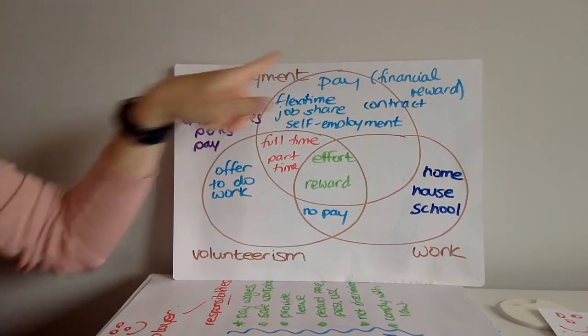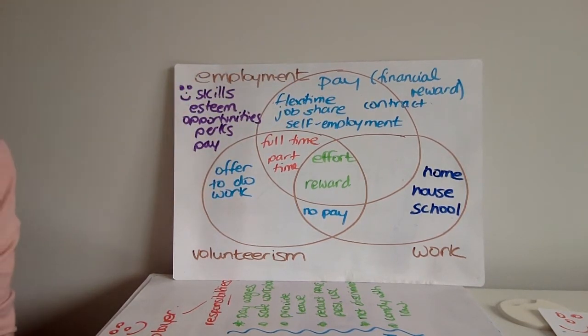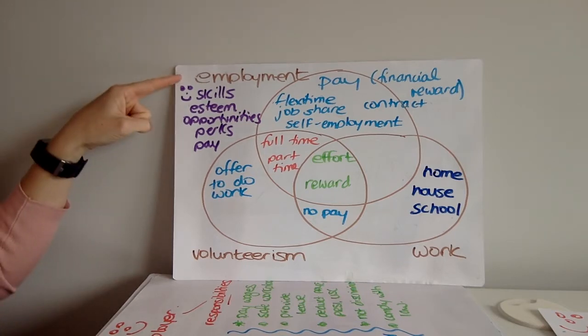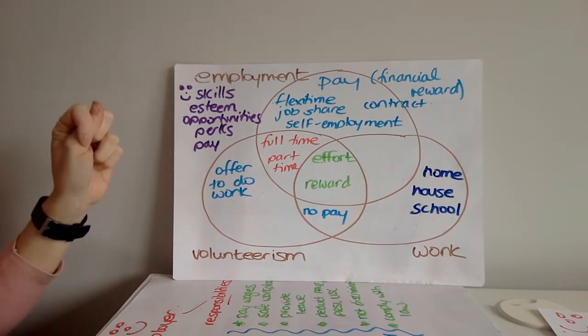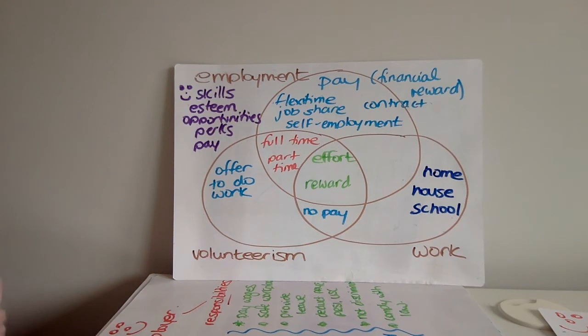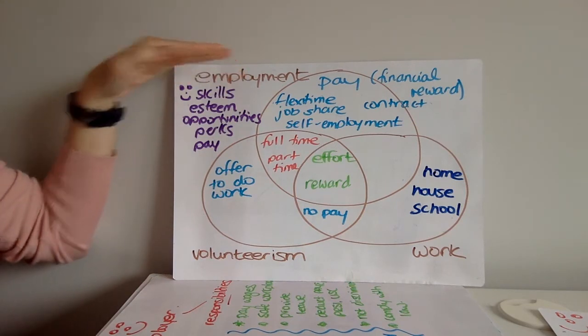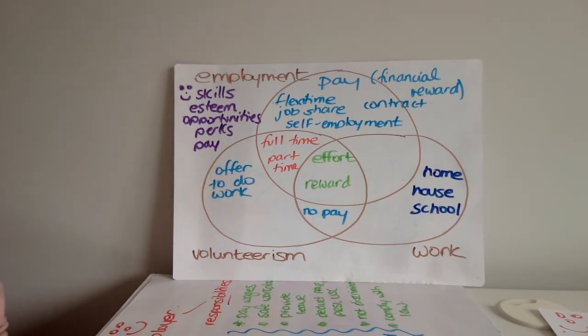And then the last one that we saw was employment, which most people will go into when they're either 18 and they leave school, or when they're 20 something and they leave university and they finish their education. Okay, and for employment, we're talking about paid employment. So you receive a financial reward for this one. That's what makes it different to the other 2. Okay, it requires effort, it requires time.